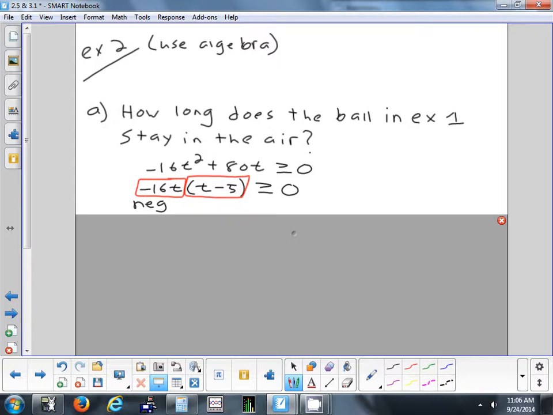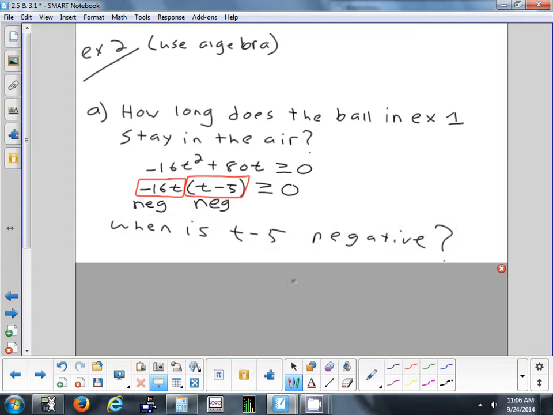What about the second factor? If I want this whole expression to come out greater than or equal to 0, I'd have to do a negative times a negative. So somehow I have to find values for t that would make this second factor come out negative. So that's basically what we're looking at. When would t minus 5 be negative? If t minus 5 isn't negative, let's say it was positive, that's a problem. You're going to have a positive times a negative. That will not be greater than or equal to 0.